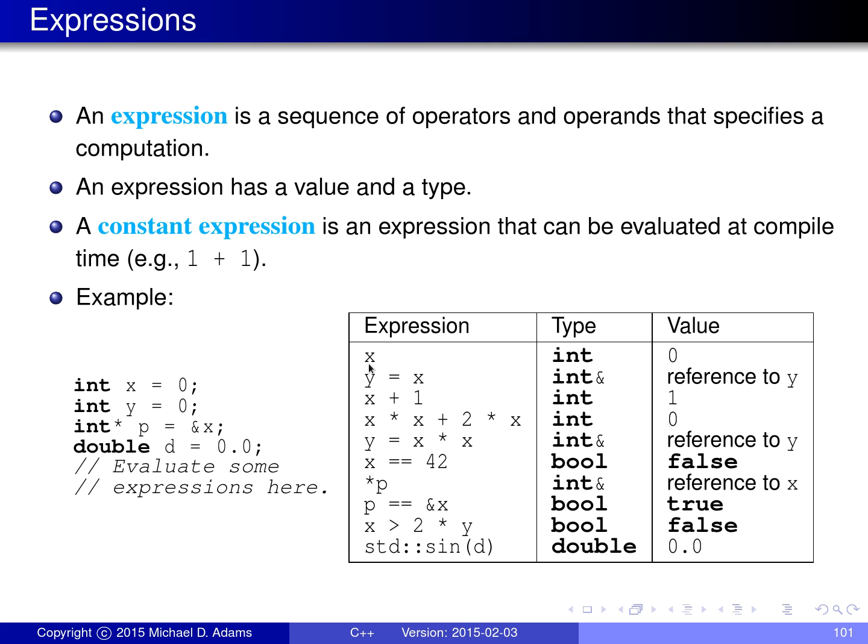So for example, if we evaluate the expression x, this expression x has type int because the variable x has type int, and the value of this expression is 0 because x was initialized to 0, so the value that x has is 0.